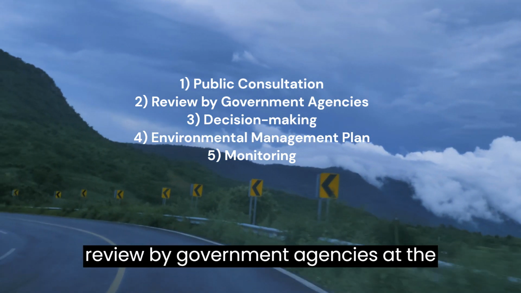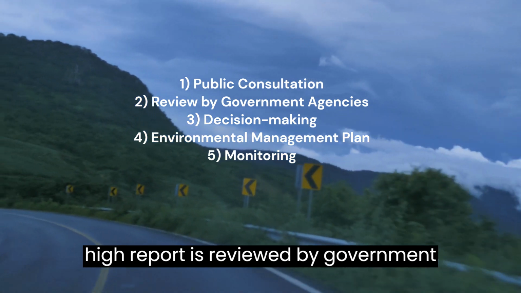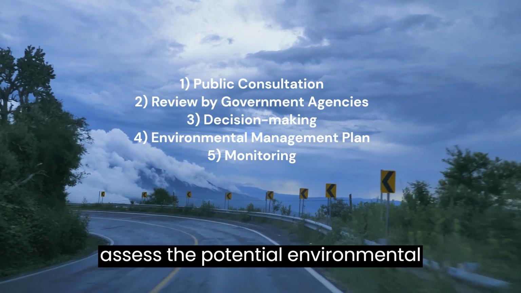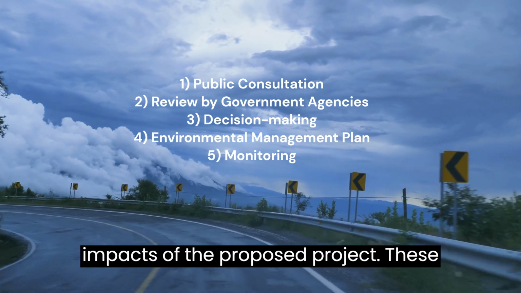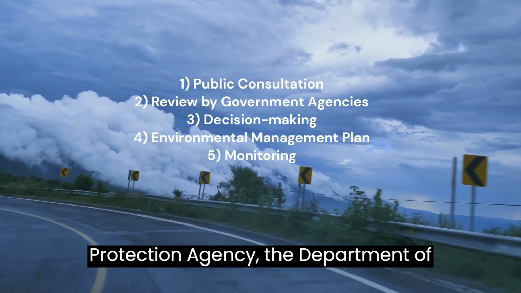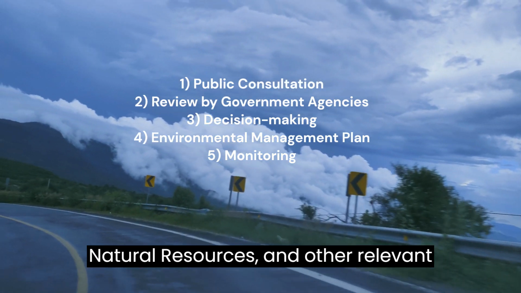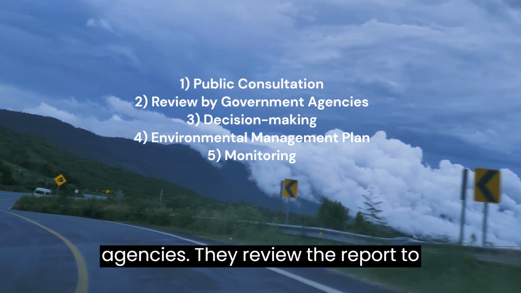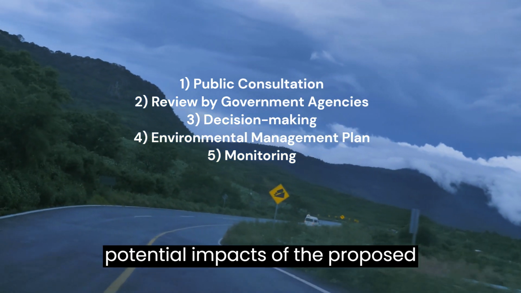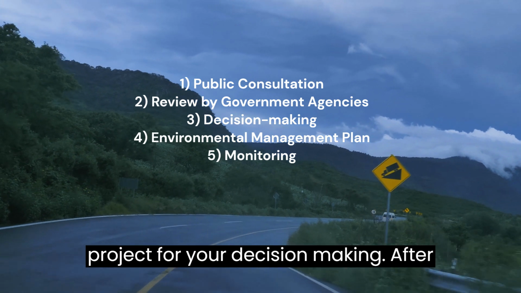2. Review by government agencies. The EIA report is reviewed by government agencies with relevant expertise to assess the potential environmental impacts of the proposed project. These agencies may include the Environmental Protection Agency, the Department of Natural Resources, and other relevant agencies. They review the report to ensure that it meets the required standards and that it fully assesses the potential impacts of the proposed project. 3. Decision-making.